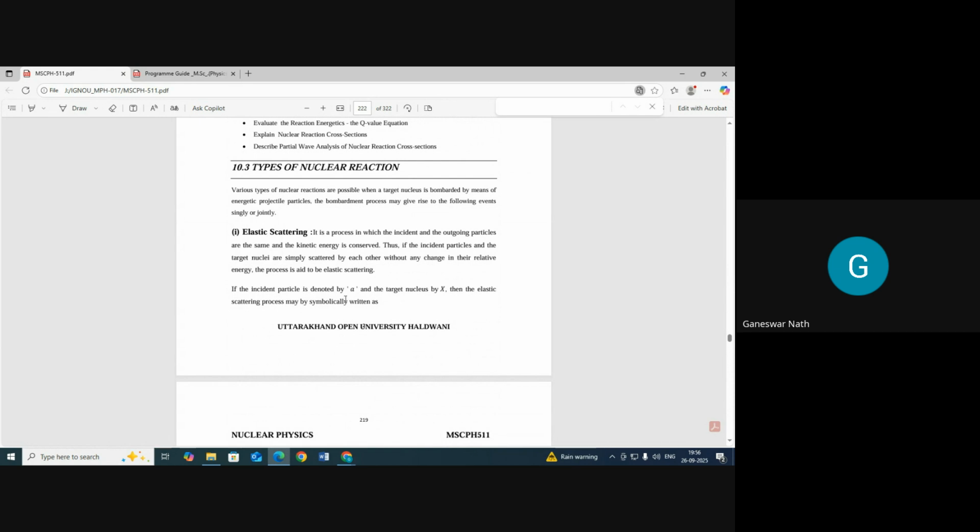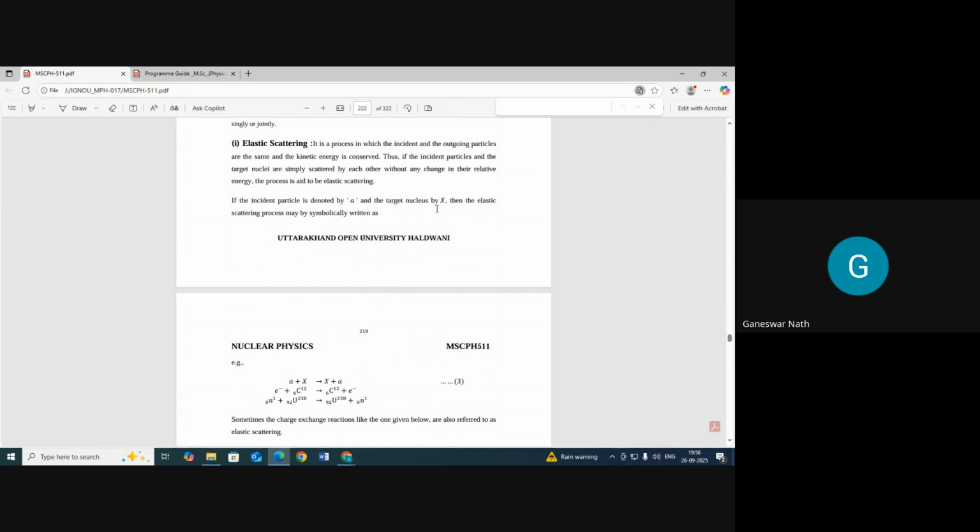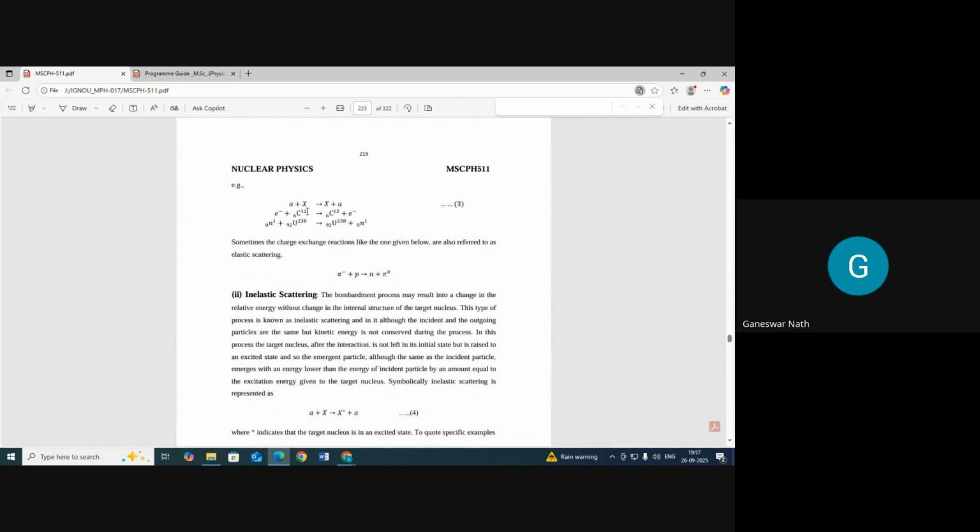If the incident particle is denoted by A and the target nuclei by X, then the elastic scattering may be systematically represented as A plus X gives rise to X plus A. You can see the energy is not changed, we have only interchanged. For example, one electron bombarded on carbon 12 gives carbon 12 again, which represents simple elastic scattering. Similarly, when neutron bombards uranium, you get the same uranium with the neutron particle. These are all simple elastic scattering. Sometimes you can also write pi minus plus p gives rise to n plus pi 0.